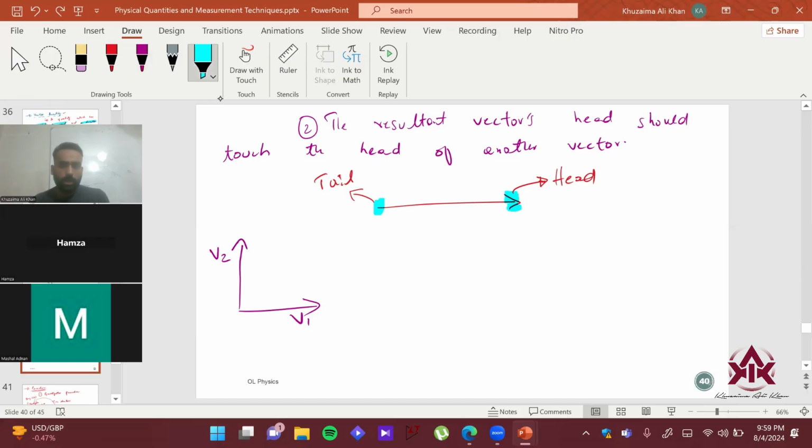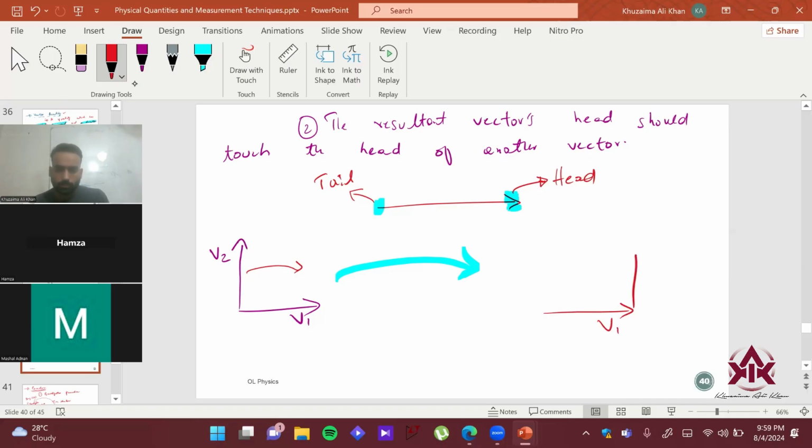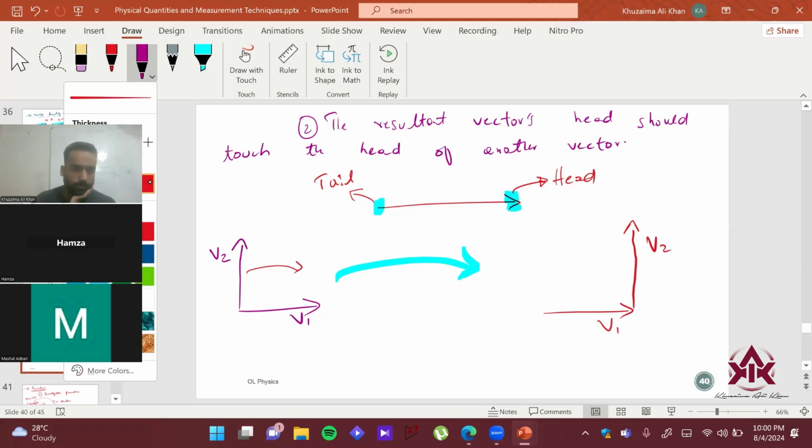So what would happen if you rearrange them? I will bring this vector over here. This is vector v1 and this is vector v2. The size and the direction are the same. I just translated it from left to right. And this will be your resultant vector.